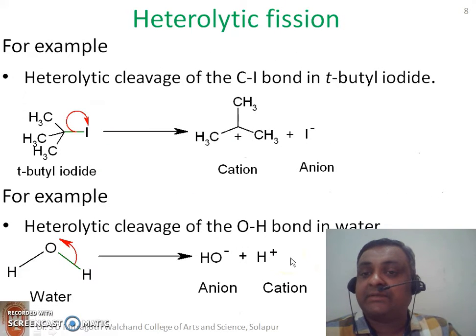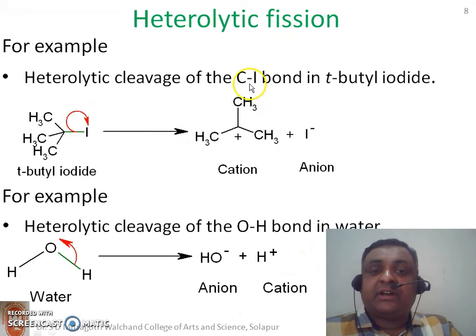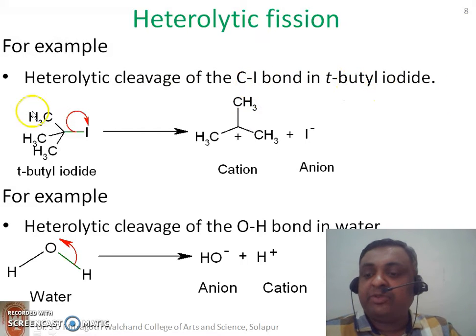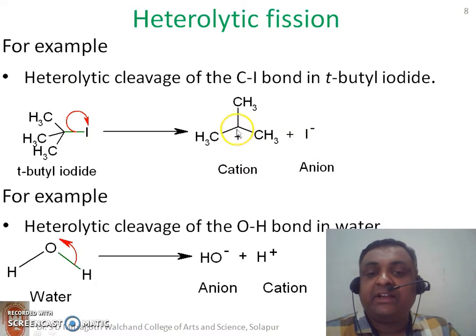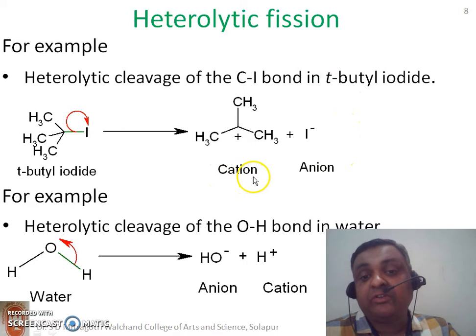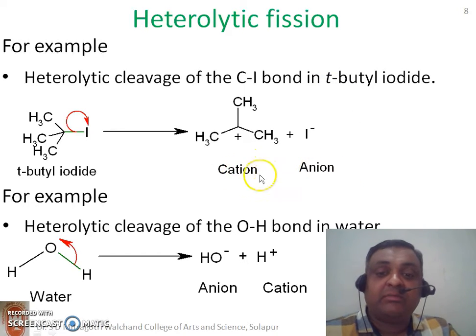We will see some examples. Heterolytic cleavage of the carbon and iodine bond in the case of tertiary butyl iodide, where there is a bond between carbon and iodine. This bond is broken heterolytically. Both the electrons will go to the iodine because iodine is more electronegative, and iodine will form an anion. And carbon will not get any electron, so it will have a positive charge and form a cation. This means at the end of heterolytic fission, you will get a pair of ions. Not like in homolytic, where you get radicals; here in heterolytic we get a cation and an anion.